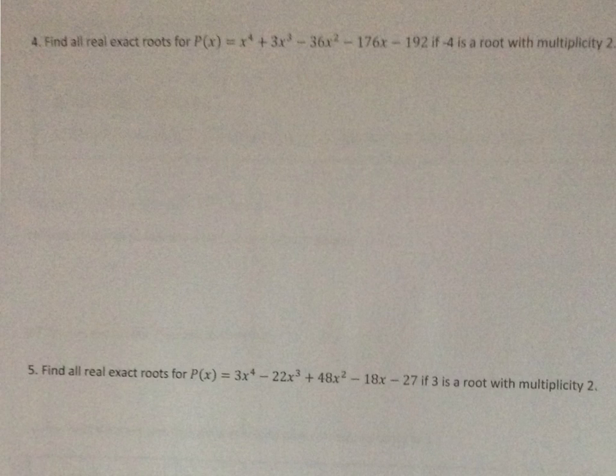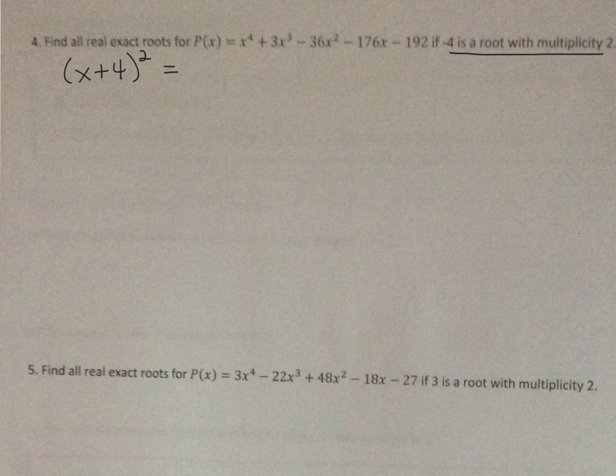Okay, last type, we're not done yet. So this is, what if your multiplicity is not 1? So example 4 says find all real exact roots for p of x if -4 is a root with multiplicity 2. Okay, so you have an extra step that you want to do here. If -4 is a root, then that means that x plus 4 is a factor, and if it's multiplicity 2, then you have a square there.